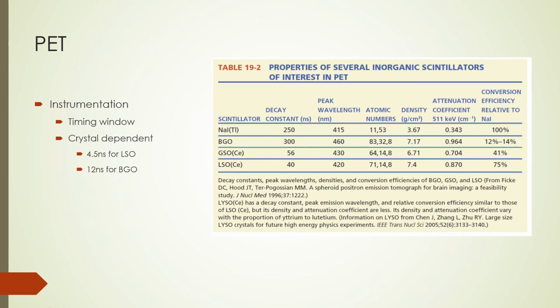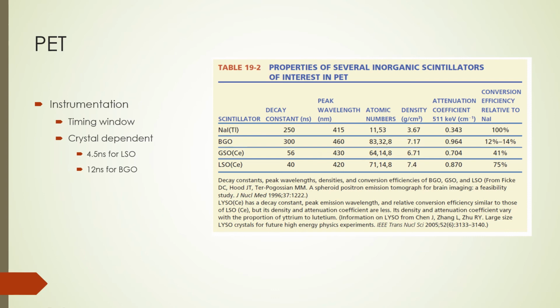The duration of the timing window used depends on the type of scintillation material used for the PET crystal. Some scintillators like LSO have very short decay constants so emit light promptly. The timing window for a scintillator using LSO is 4.5 nanoseconds, compared to scintillators using BGO, which is 12 nanoseconds.